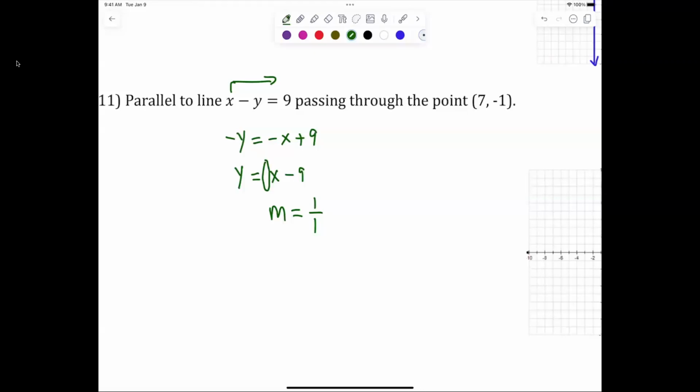Now, the slope of the parallel line, all right, would be what? What's the slope of the parallel line? What's the slope of the 1 over 1 or just 1? Passing through what point? All right, Miss Kellogg, tell me what the equation would be.